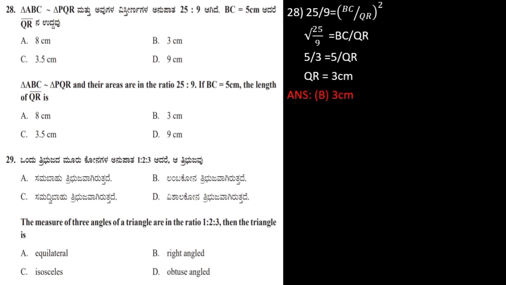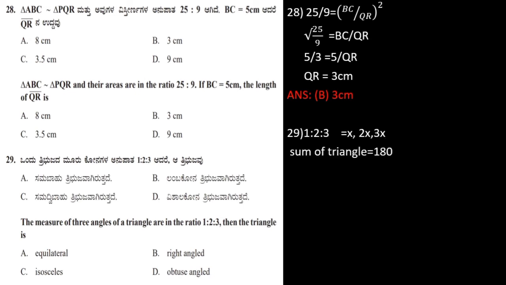Next one we have 29th one. The measure of 3 angles of a triangle are in the ratio 1:2:3. Then the triangle is? 1:2:3 we can write as x, 2x, 3x. What is the sum of angles? 180. So we will add these three sides also.